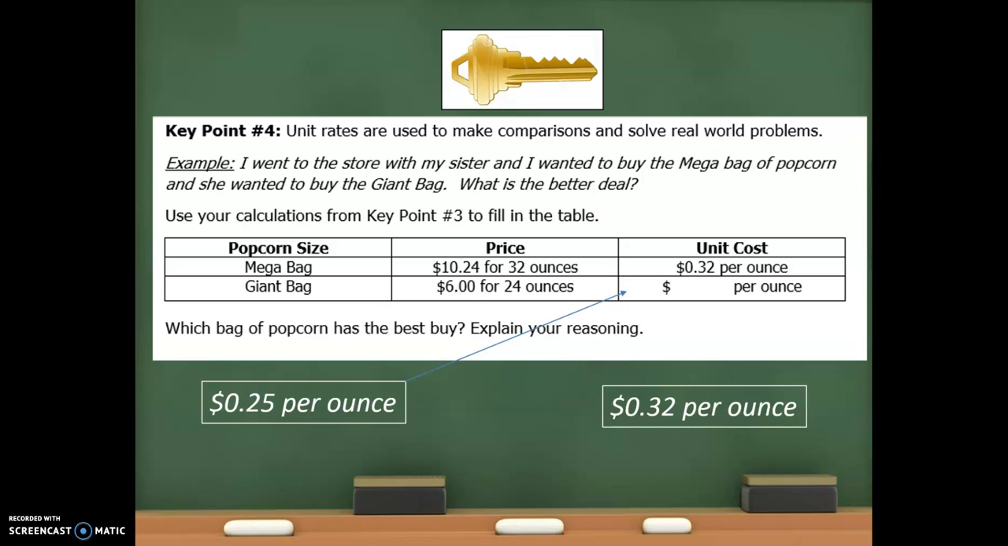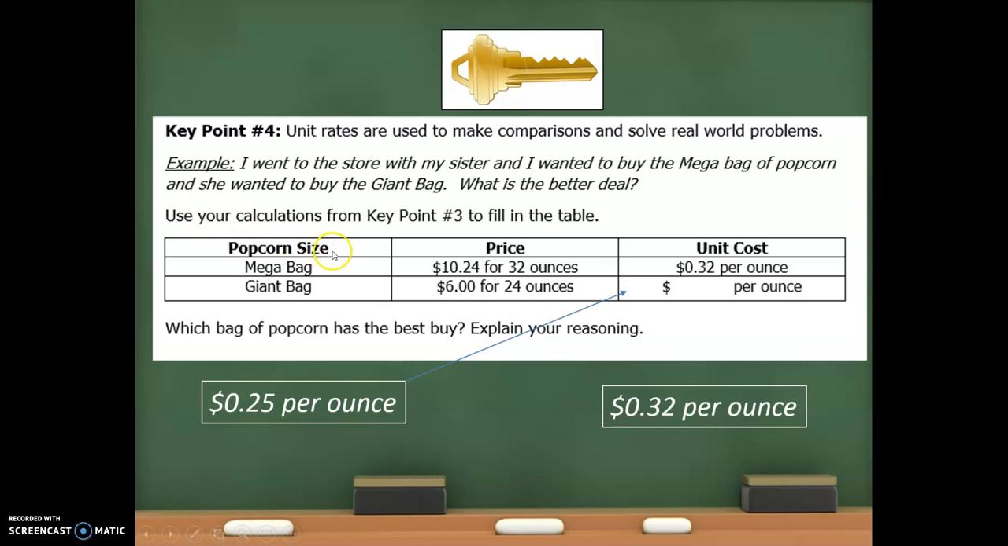Our final key point for today is that we can use unit rates to make comparisons and solve real-world problems. Unit rates normally appear most often when you're buying things and you want to get the best deal. You want the most for the least amount of money. So, for example, I went to the store with my sister and I wanted to buy the mega bag of popcorn and she wanted to buy the giant one. We tried to figure out which one is the better deal.